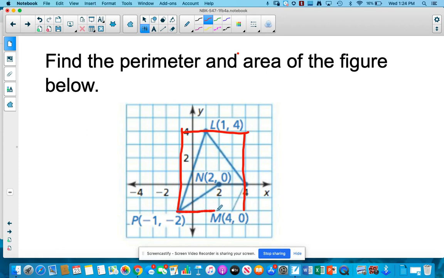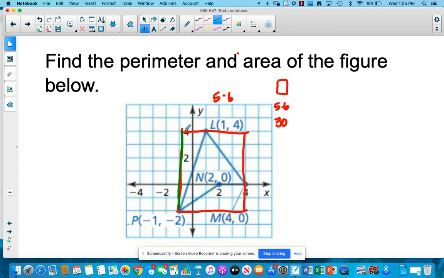Okay, so with that rectangle, let's go ahead and take our base times height. This rectangle is 5 by 6, which is 30. And we're going to be subtracting, I'll do a different color, green.